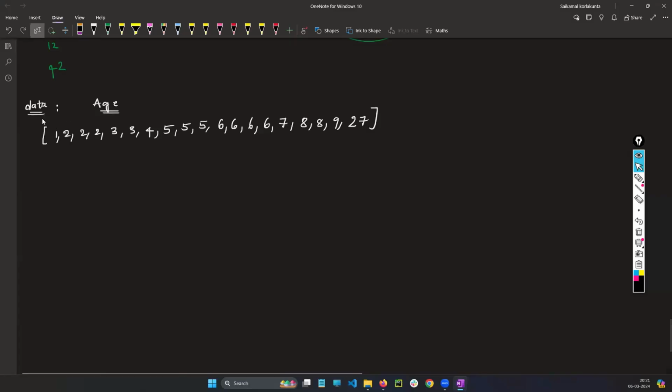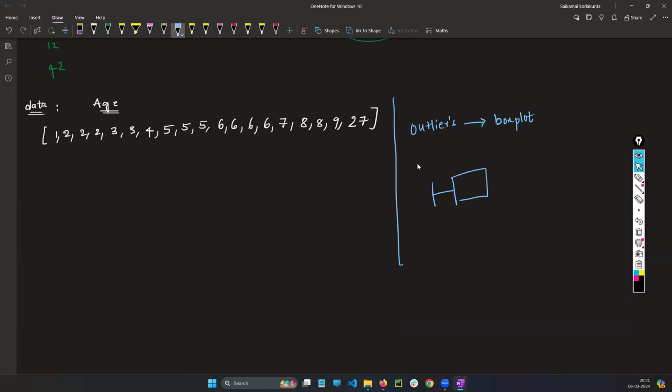Suppose this is the data, and you are going to learn a concept known as the outliers box plot. You can understand outliers using a plot known as a box plot. So what does a box plot look like? The box plot looks something like this.